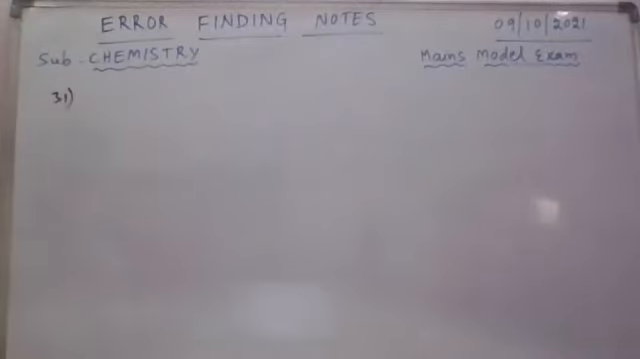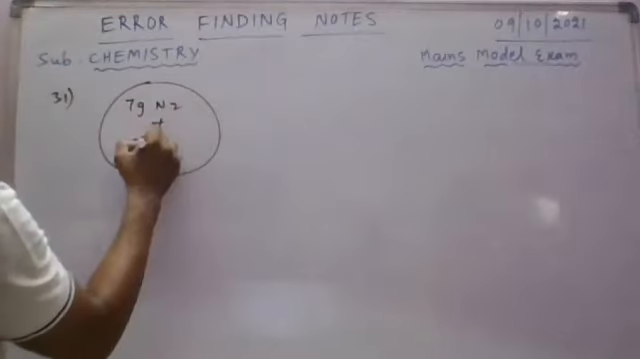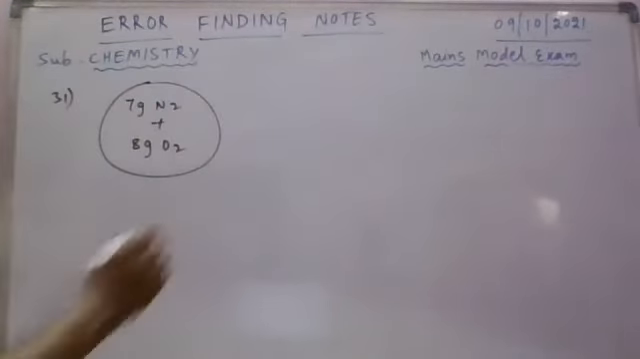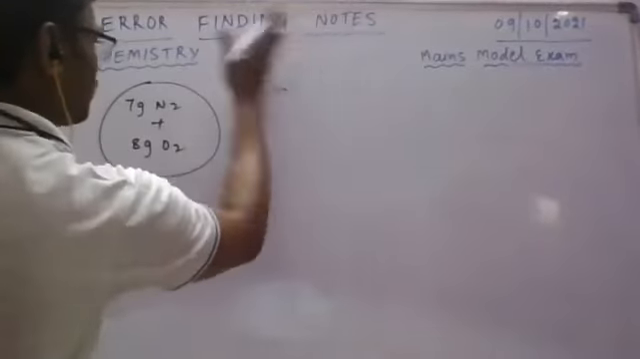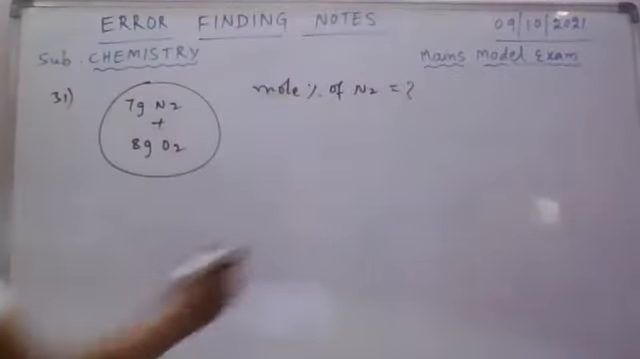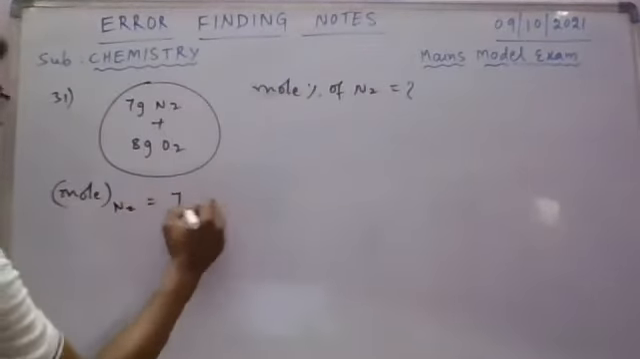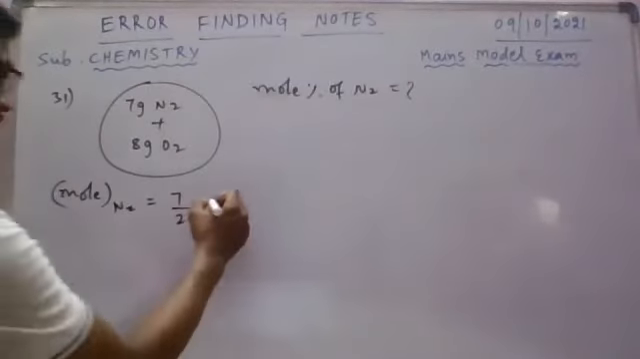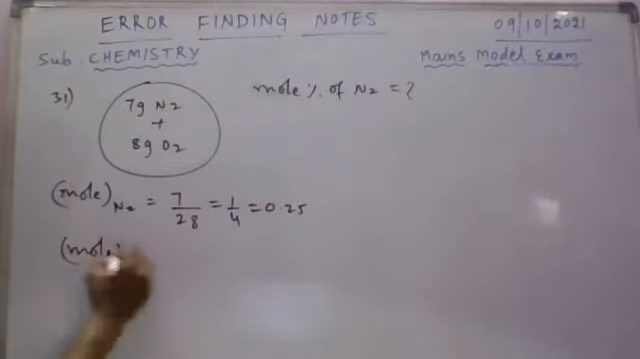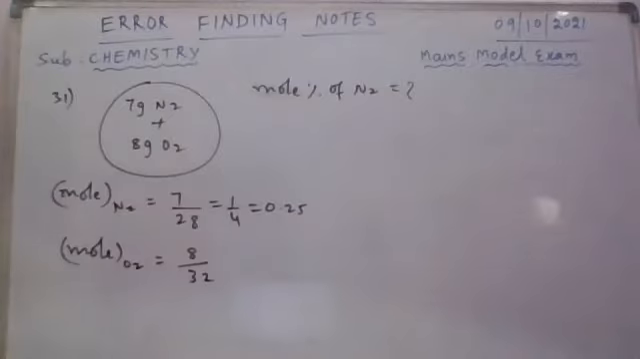Question number 31. Here a mixture is given of 7 grams of nitrogen and 8 grams of oxygen. We need the mole percent of nitrogen. That is the question. The number of moles of nitrogen is equal to given weight by gram molecular weight, 7/28, which gives 0.25. Moles of oxygen is 8/32, given weight by gram molecular weight of O2, which is 32.